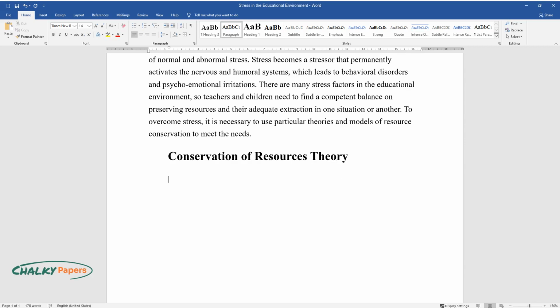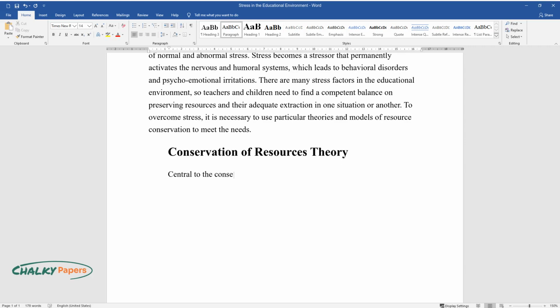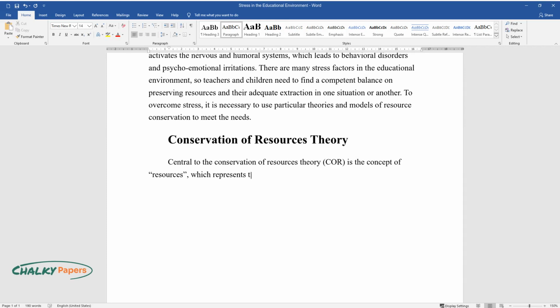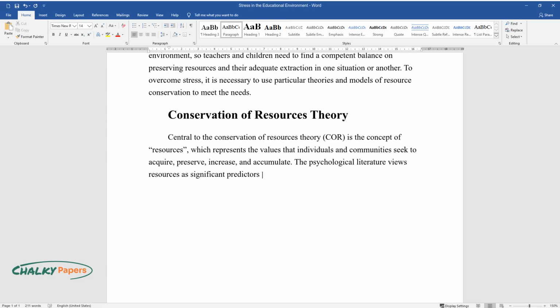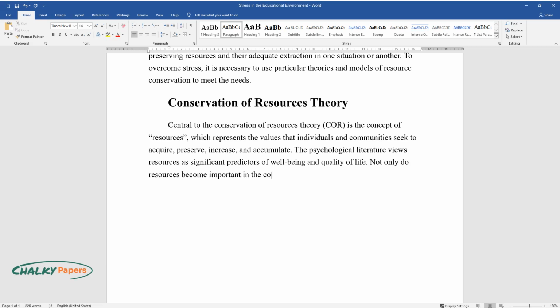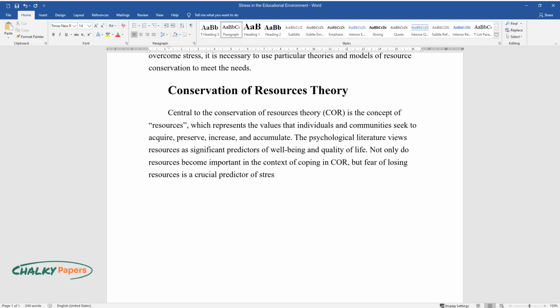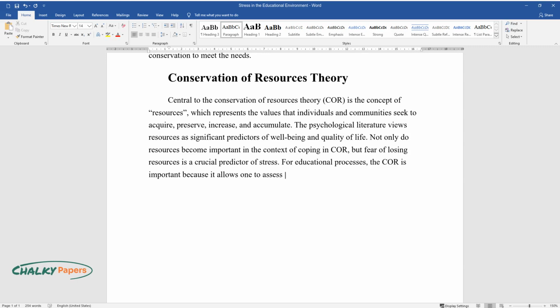Conservation of resources theory. Central to the conservation of resources theory, COR, is the concept of resources, which represents the values that individuals and communities seek to acquire, preserve, increase, and accumulate. The psychological literature views resources as significant predictors of well-being and quality of life. Not only do resources become important in the context of coping in COR, but fear of losing resources is a crucial predictor of stress. For educational processes, the COR is important because it allows one to assess the situation and recognize the first signs of fear of loss.